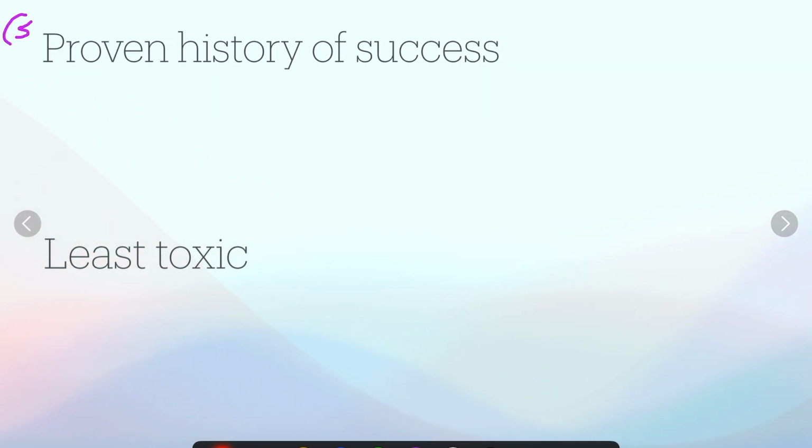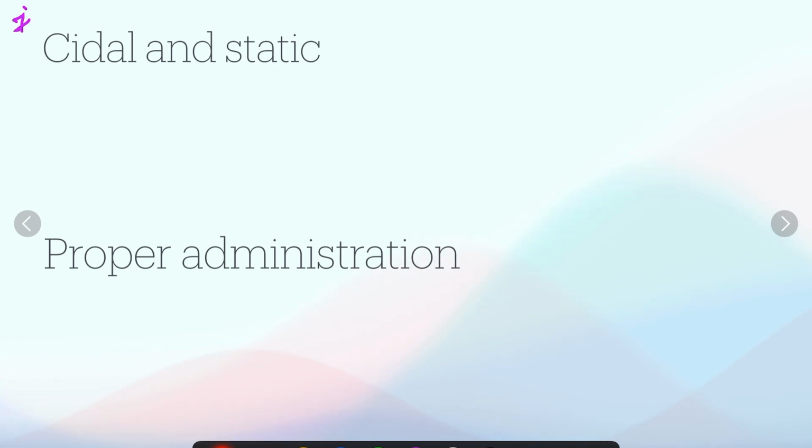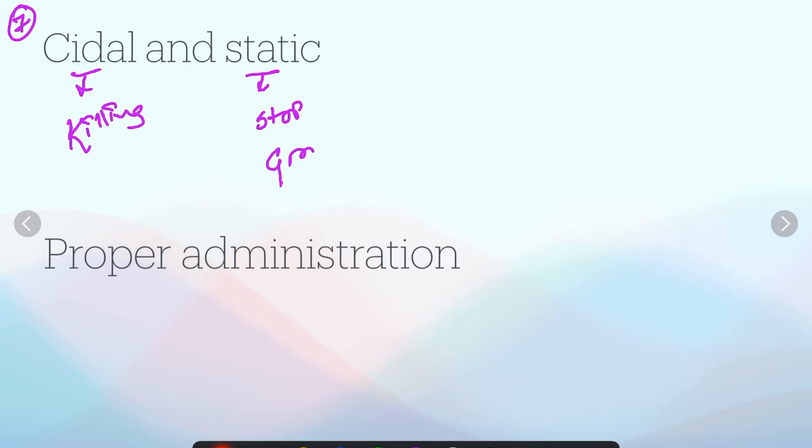Fifth is proven history of success. Use antibiotics with proven history of success and which are least toxic. Next, seventh is use bactericidal drugs rather than bacteriostatic. Cidal stands for drugs or antibiotics which are capable of killing rather than the antibiotics which only stop the growth. So we prefer cidal than static.